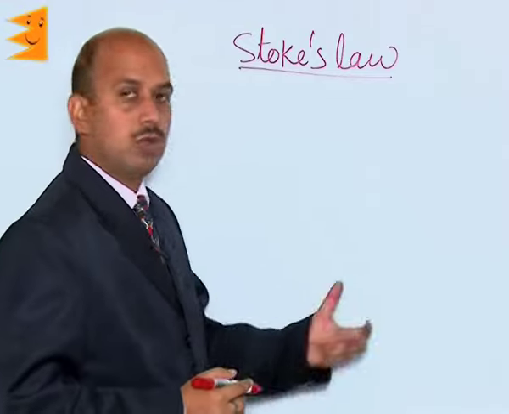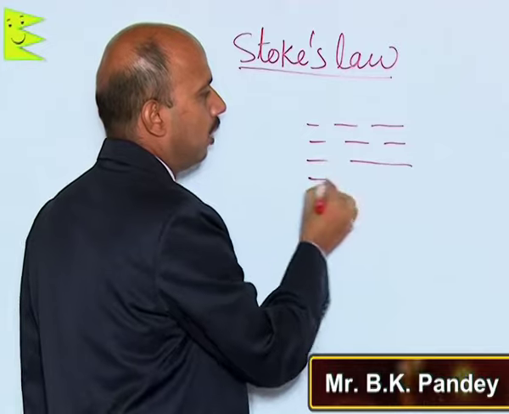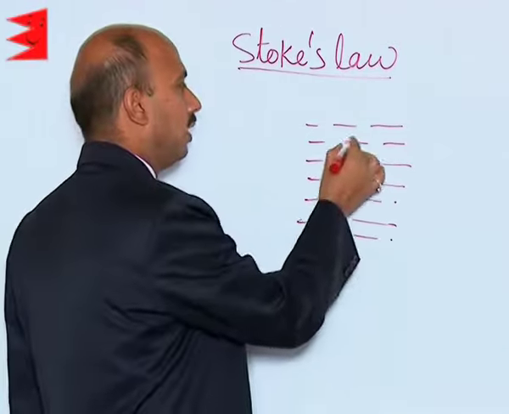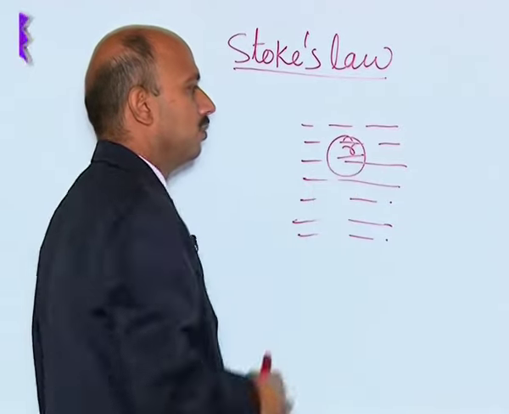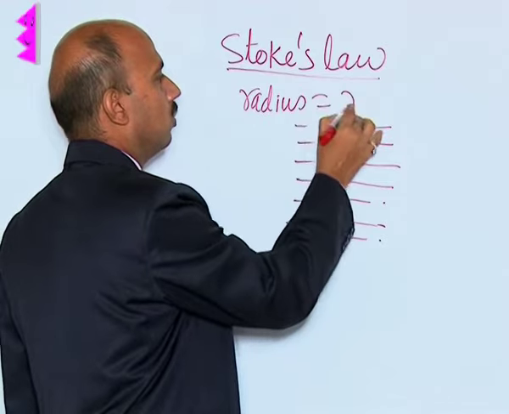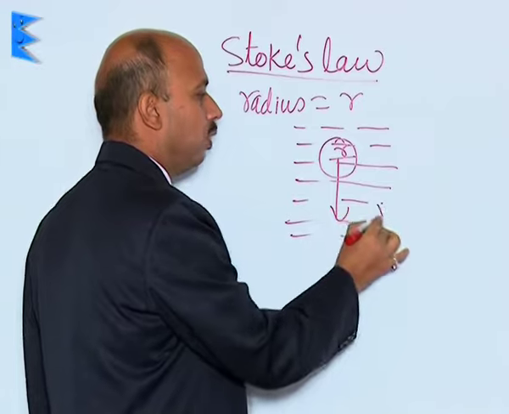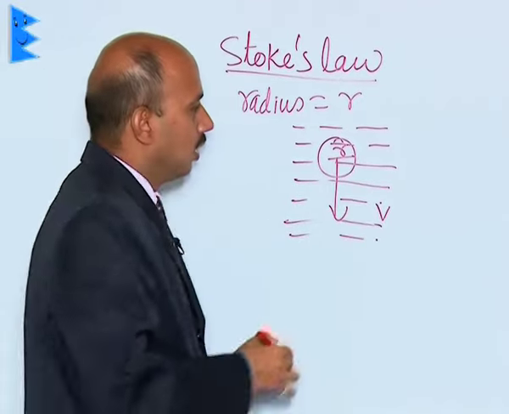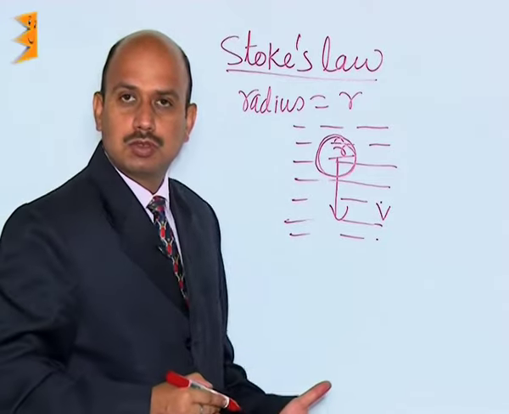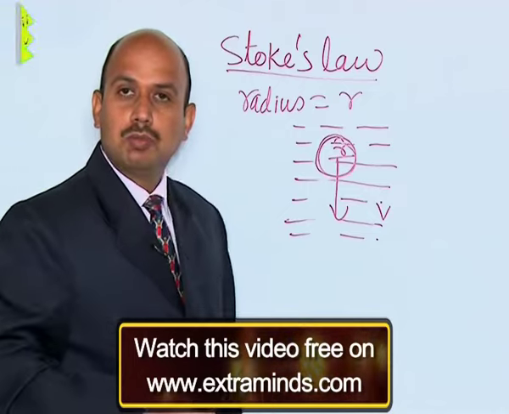See Stokes' law. In this law, suppose there is a fluid like this, you have taken liquid, and there is a small spherical body of radius r. So, the radius of this body is equal to r. When this body is falling down with the velocity v, the layers which are touching this spherical body come into motion. So, these layers, whatever the liquid is here, come into motion.